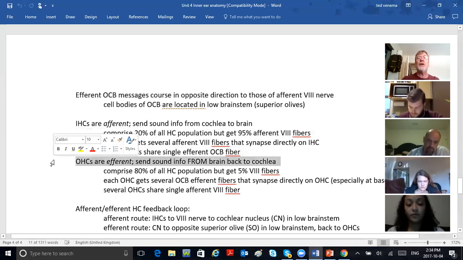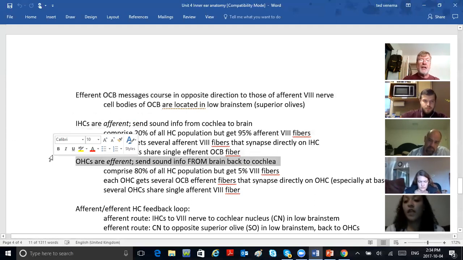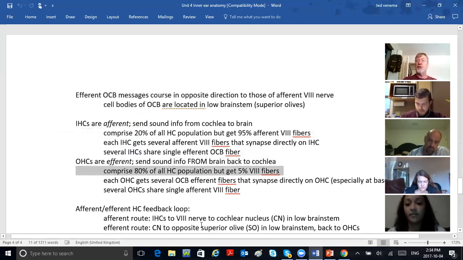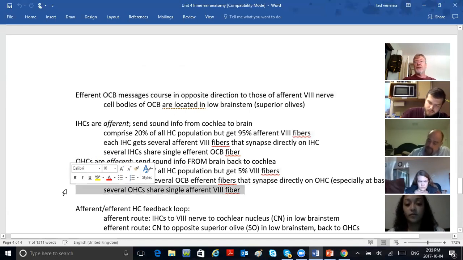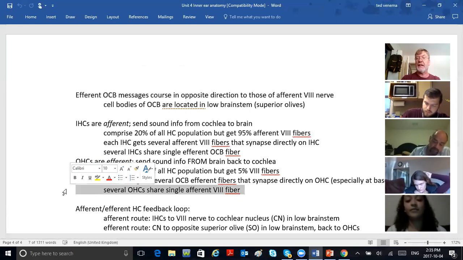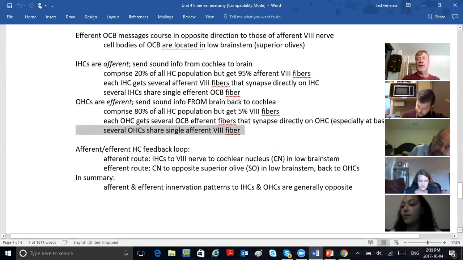Outer hair cells are efferent. They take info from the brain back to the cochlea. They comprise 80% of hair cells, but they get only 5% of the eighth nerve fibers. Each outer hair cell gets lots of olivocochlear bundle fibers, and several outer hair cells have to share a single eighth nerve fiber. So basically, the innervation patterns, don't freak about them.